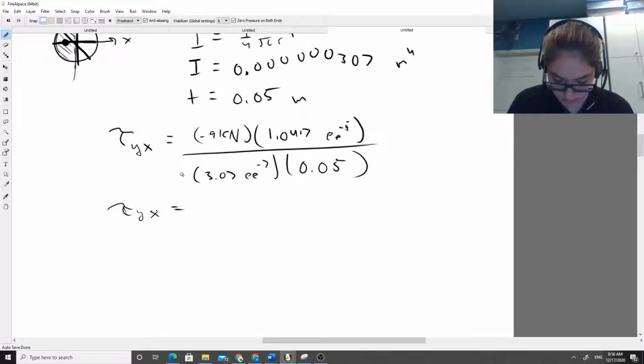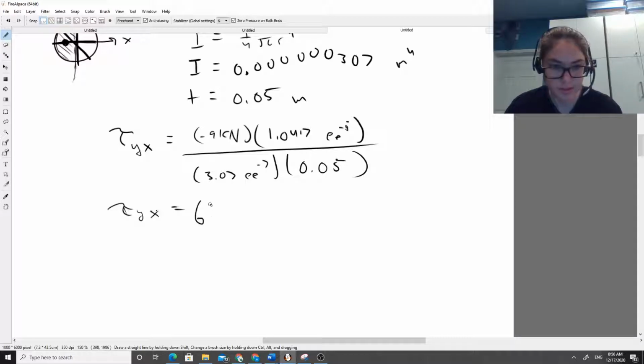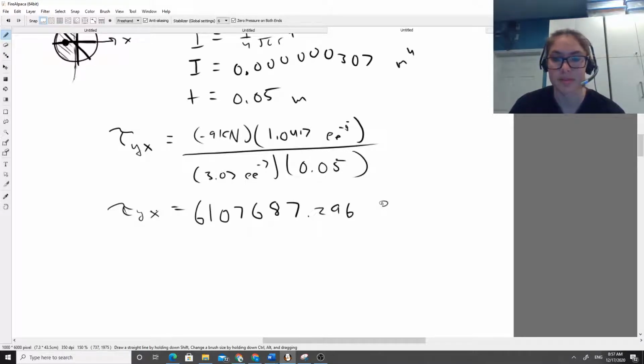1.0417 E to the negative 5, divided by 3.07 E to the negative 7 times 0.05, times 9 times 1000. So that's going to give us this crazy number, 6107687. Whoops, that's supposed to be a 7. 7687. Yes, 0.296. And that's going to be in pascals.